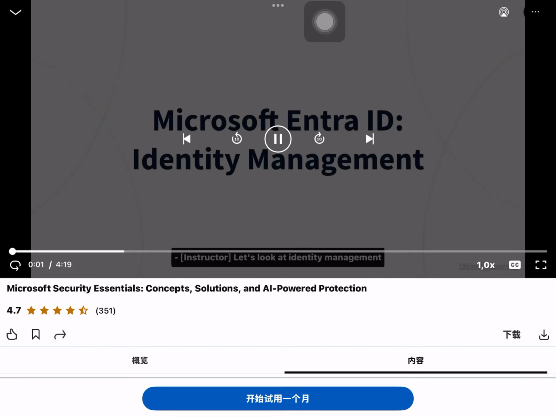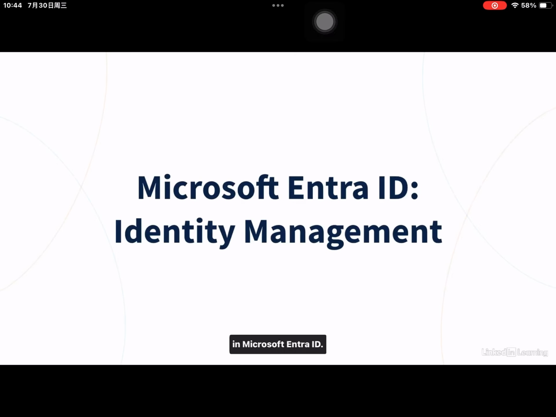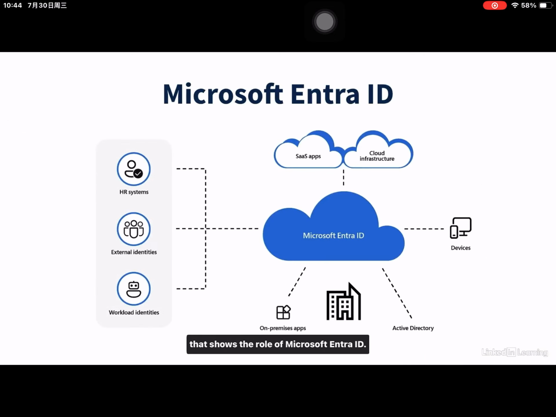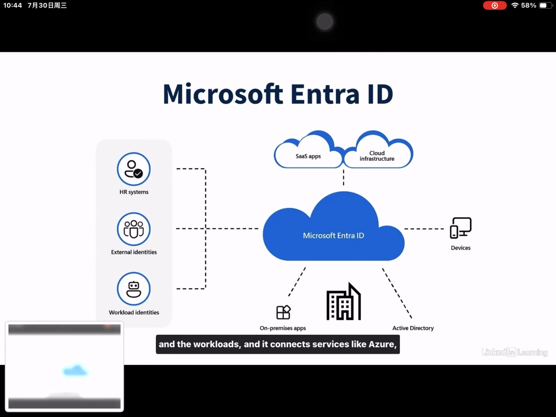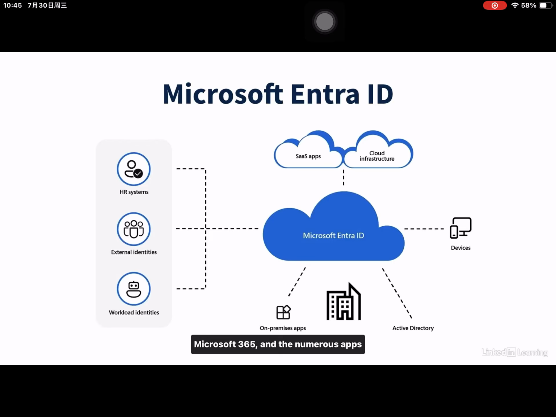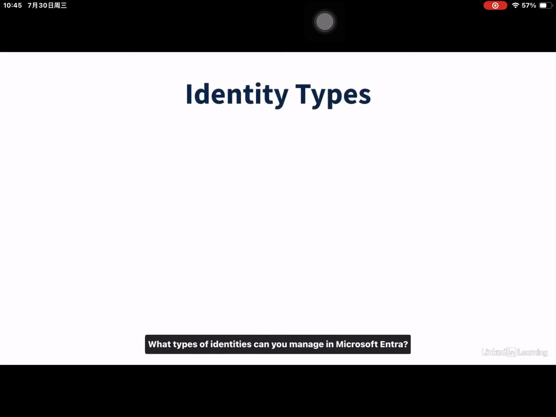Let's look at identity management in Microsoft Entra ID. Microsoft Entra ID, formerly Azure Active Directory, is a cloud-based identity and access management service. Here's a diagram from Microsoft that shows the role of Microsoft Entra ID. We can see Microsoft Entra ID acts as a control center. It provides identities for users, devices, and workloads, and it connects services like Azure, Microsoft 365, and numerous apps in the cloud or on-premises.